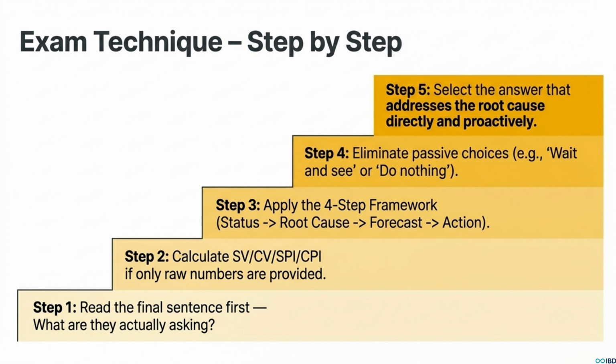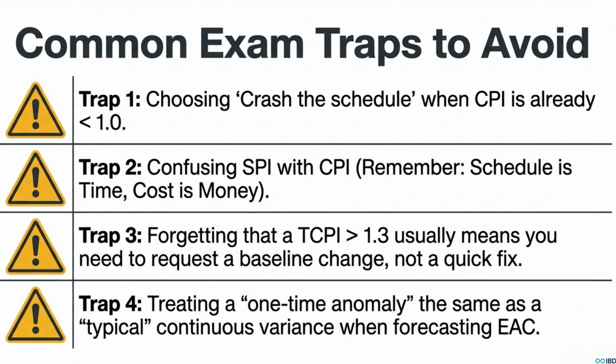Step 3, apply that golden 4-step framework we talked about. Status, root cause, forecast, recommend. Every time. Step 4, scan the answer choices and immediately cross out any passive options. Anything like wait and see or monitor the situation is probably wrong. And finally, step 5, choose the option that is the most proactive and directly attacks the root cause of the problem. And as you're doing that, you have to keep your eyes peeled for these super common traps.